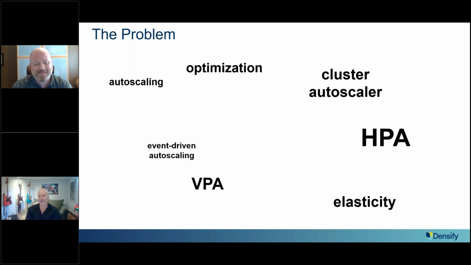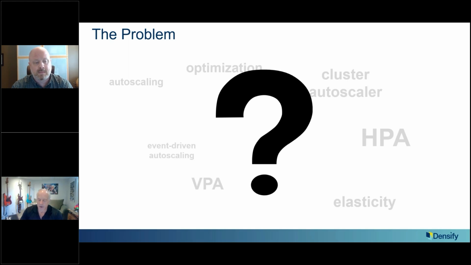The problem we see, and just to lead things off around the topic of the whole webinar itself, is there's a whole bunch of tools and techniques, some of them bundled with Kubernetes itself and other ones that are available from third-party vendors. But you will hear terms like optimization and then autoscaling, cluster autoscaler, horizontal pod autoscaler, VPA, event-driven autoscaling, elasticity. And we'll often get questions around with Densify like, hey, I've got these things, or I'm autoscaling right now. What do I need you guys for?